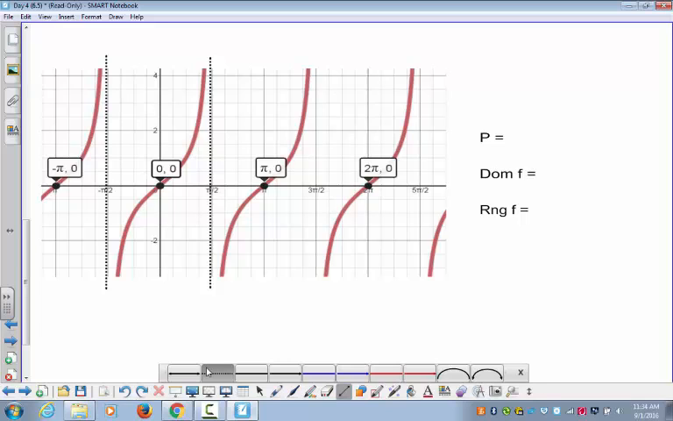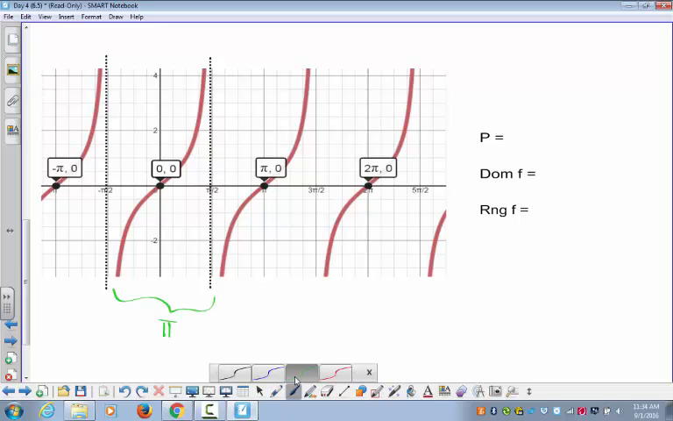And we notice that the domain of this function is smaller than the last two. The domain is pi. Right? From negative pi over 2 to pi over 2, that's pi radians. And then it repeats itself. So it takes pi for one period. Next pi repeats itself. Next pi repeats itself. So here we have a period of pi.